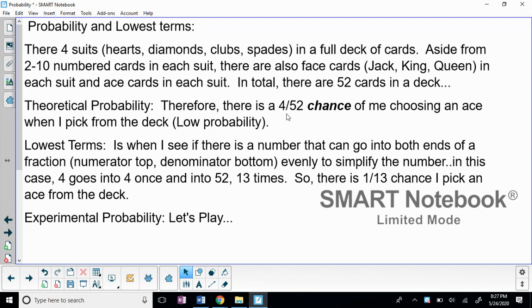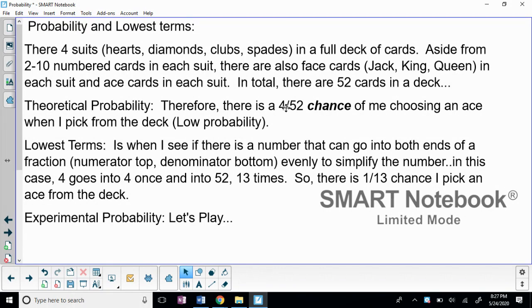If I find a number that can go into both the top number and the bottom number, I can put this fraction here, if you can see my arrow, into lowest terms. That's what lowest terms are. So let's put this in mathematical terminology.